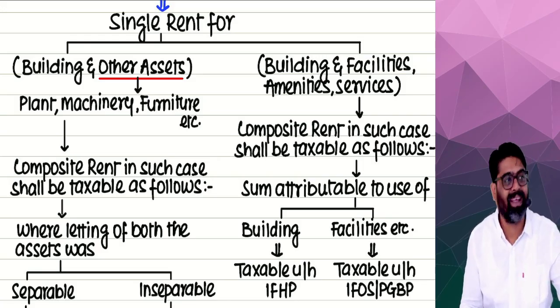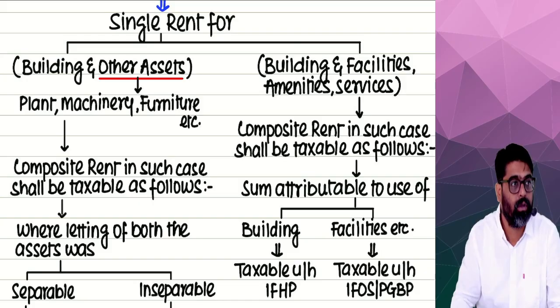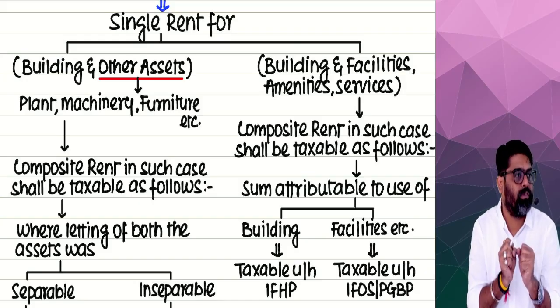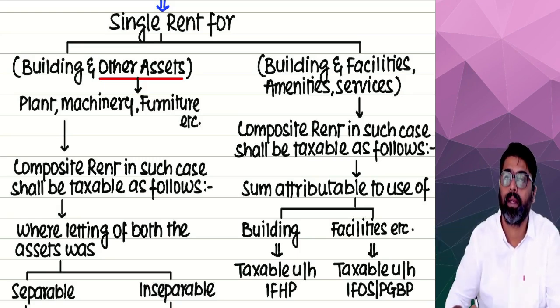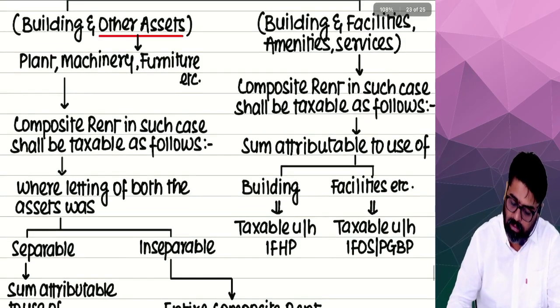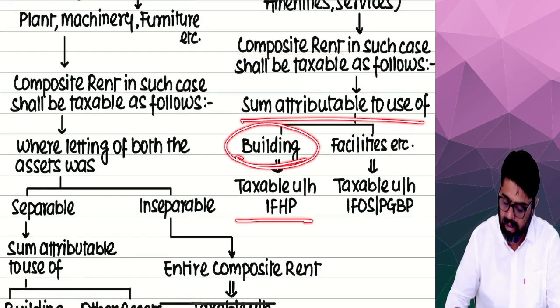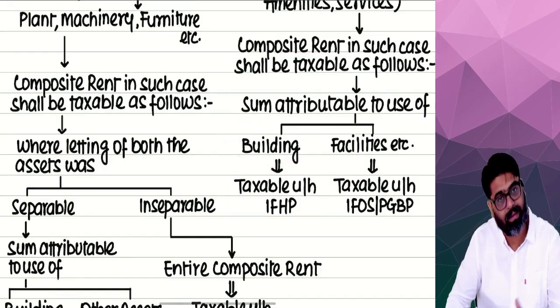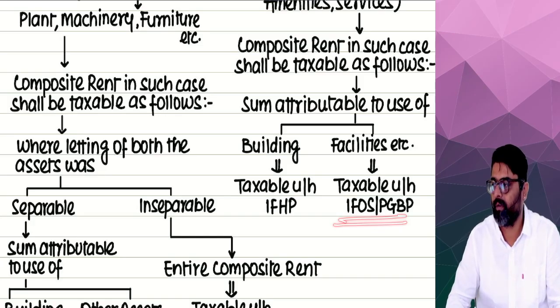Under the head house property, I cannot tax an amount which I have charged for facilities. So the amount which I am recovering towards your facilities, I will have to separate from the composite rent, and I will have to charge it under the head IFOS or PGBP, as the case may be. Getting my point? So what am I supposed to do? Composite rent, the sum attributable to use of building, has to be taxable under the head house property, and I will have to separately charge the amount which I am recovering for facilities under the head IFOS or PGBP.